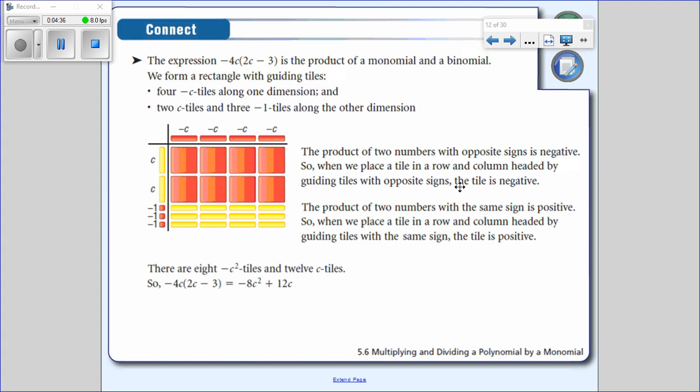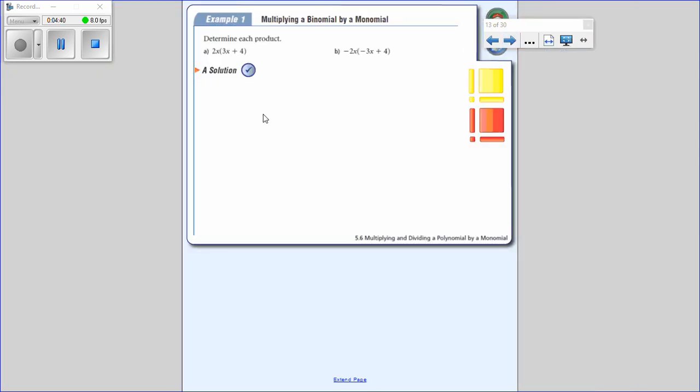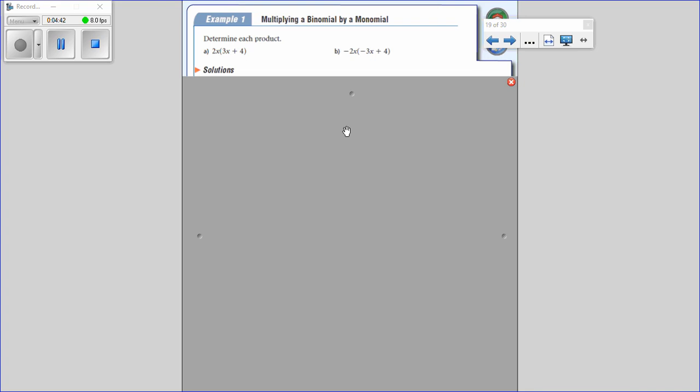So it looks just like that. Look at that. Okay, so let's see what they're going to show us in here.